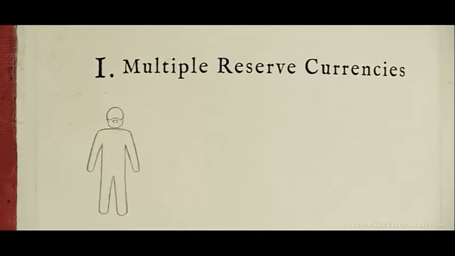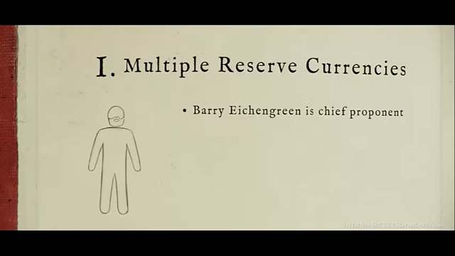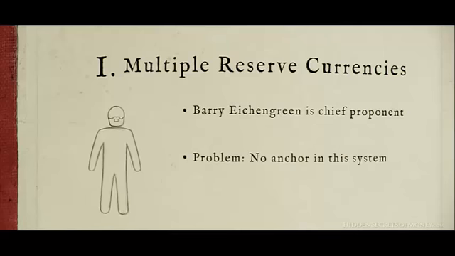I don't think there's any question we're heading for a new monetary system. The question is what will it consist of? The four choices are sort of a world of multiple reserve currencies. And Barry Eichengreen, Berkeley, is the leading proponent of this, or leading scholar on this topic. The problem with that, and where I disagree with Eichengreen, is there's no anchor in that system.